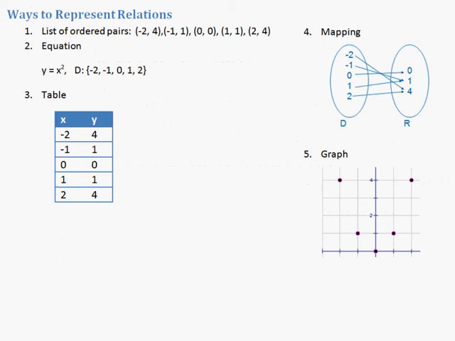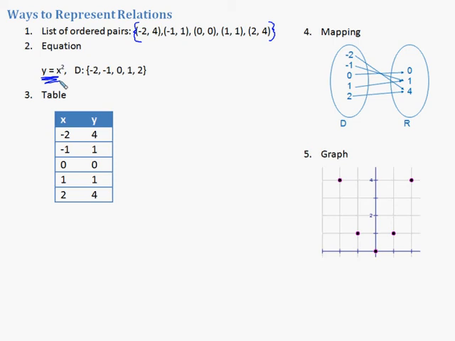And now we're going to look at different ways to represent a relation. First of all, there's the list of ordered pairs. I should have braces here to show that it's a set of ordered pairs. It's a relation. So we have (-2, 4), (-1, 1), (0, 0), (1, 1), and (2, 4). So that's my first way, just to list the ordered pairs. I also can have an equation. These 5 ways to represent a relation are all the same relation.